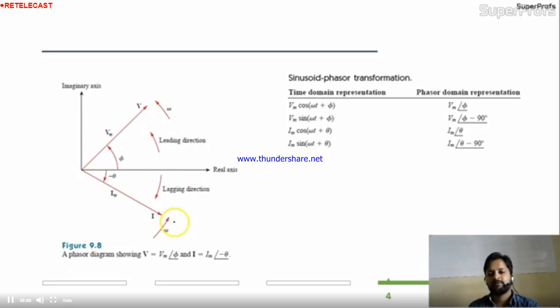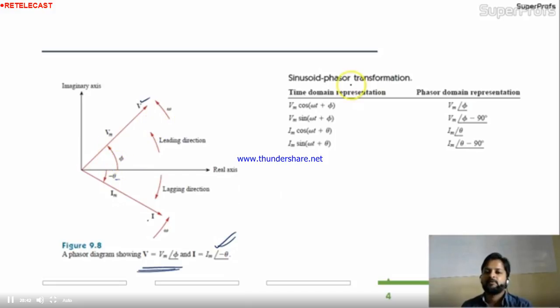The I is given over here in this graph, making minus phi angle from the real axis. Perfectly fine. V is given in the diagram, making angle phi from the real axis in the leading direction. Now, what is V? V is nothing but Vm ∠phi, where Vm is the magnitude and phi is the phase angle. What about I? I is nothing but Im ∠minus theta. This is theta, sorry, not phi.